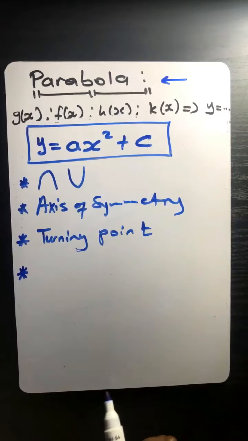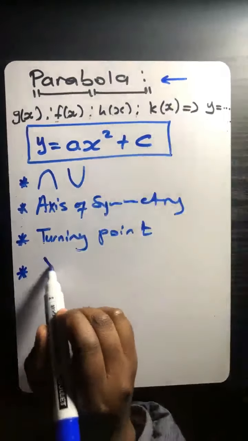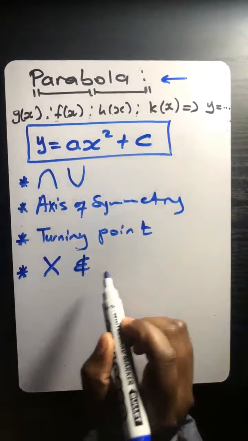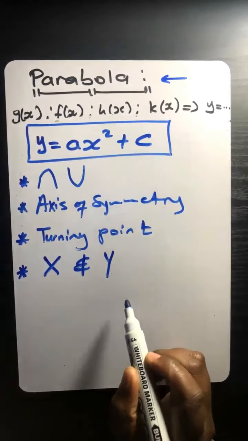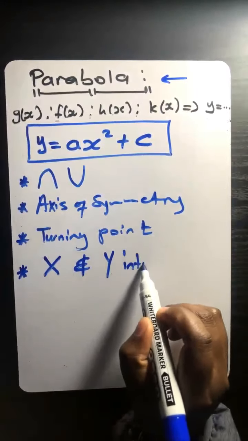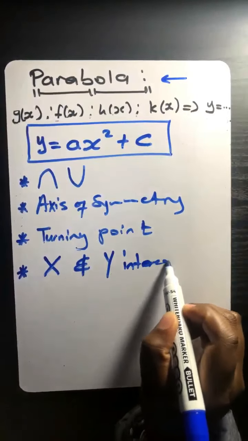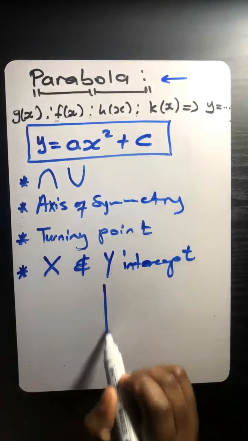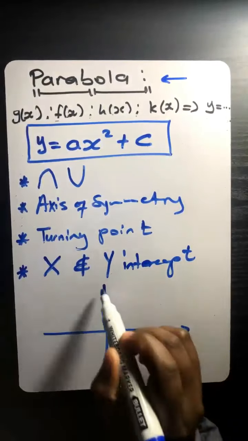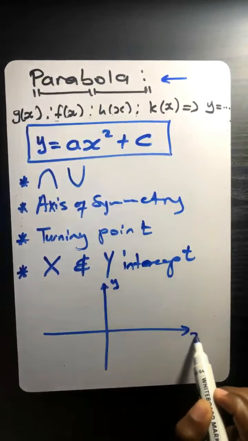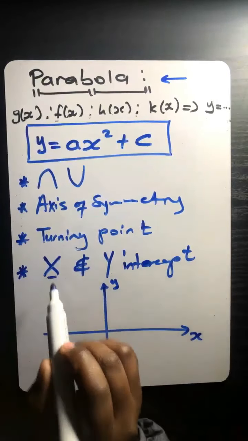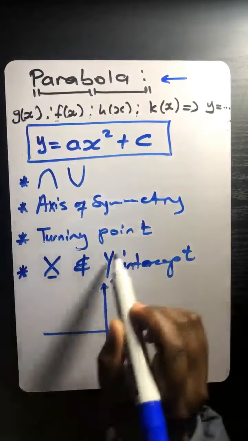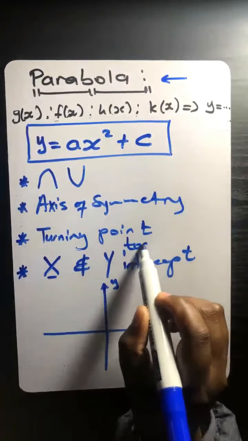And most importantly, guys, a parabola has got the x and the y intercepts. What are these things, guys? Obviously, we draw functions on a straight line. So the x-intercepts, the word intercepts means touching.